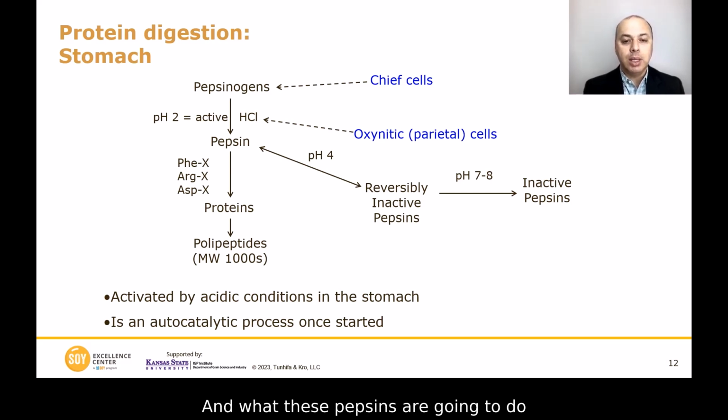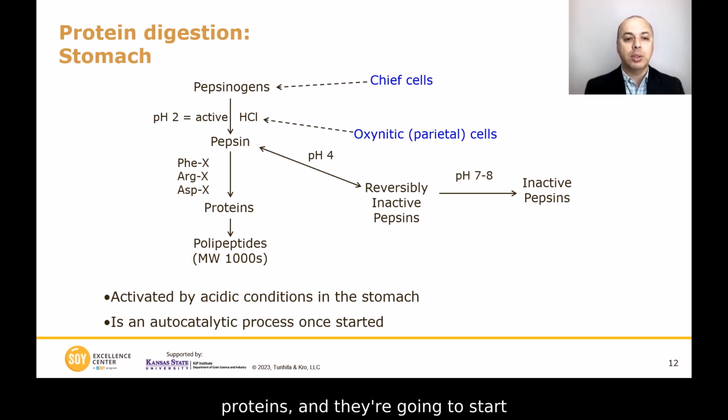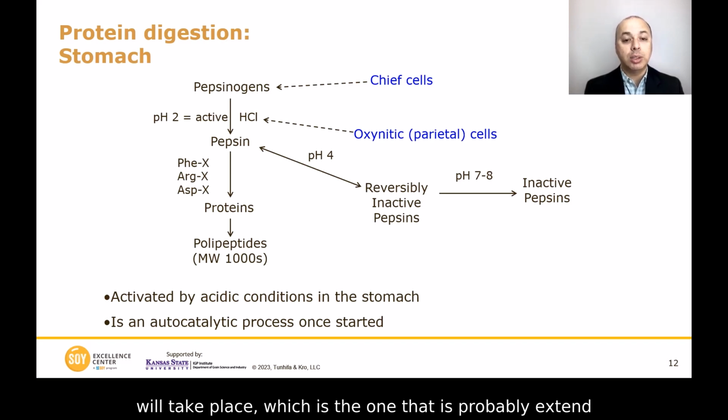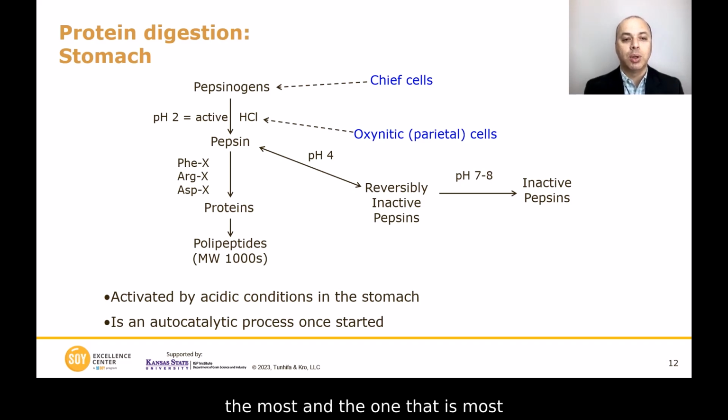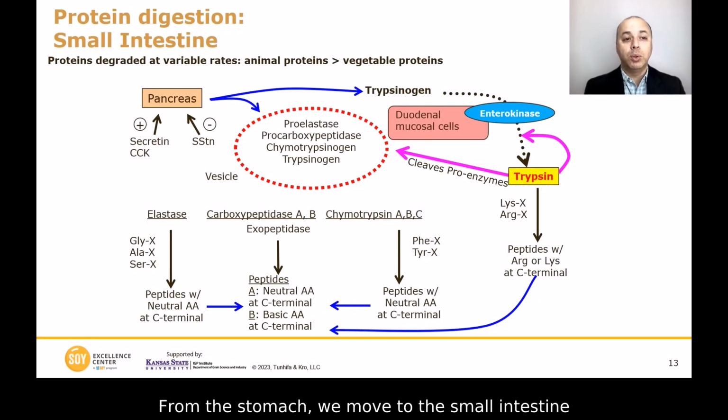And what these pepsins are going to do is start acting on the different dietary proteins, breaking them down into smaller and smaller peptides, and hence the beginning of the protein digestion will take place, which is probably the one that is extended the most and the one that is most compartmentalized along the gastrointestinal tract. From the stomach, we move to the small intestine, starting at the duodenum.